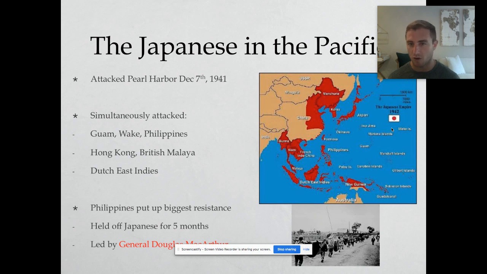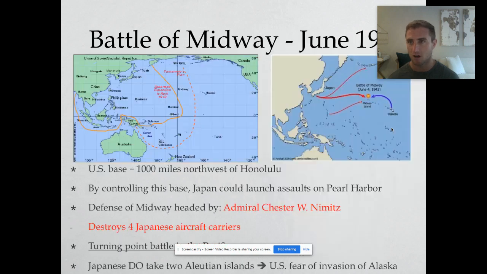General Douglas MacArthur is going to famously say, "People of the Philippines, I will return," evacuates to Australia to lead the defense there, and then, of course, will be part of the island hopping campaign, the leapfrogging campaign on the way back to Japan in a couple of years.